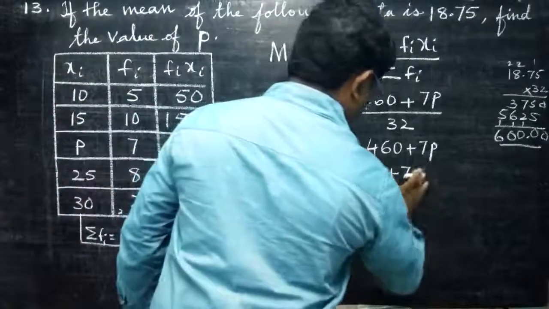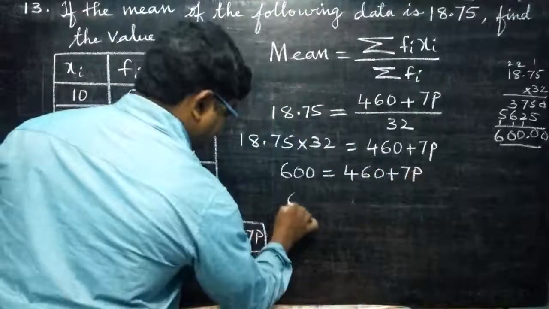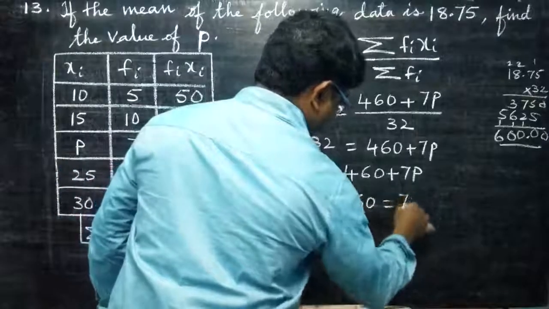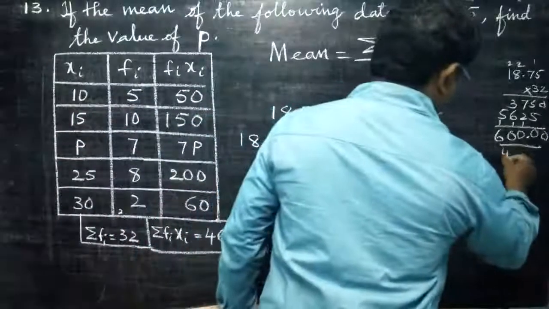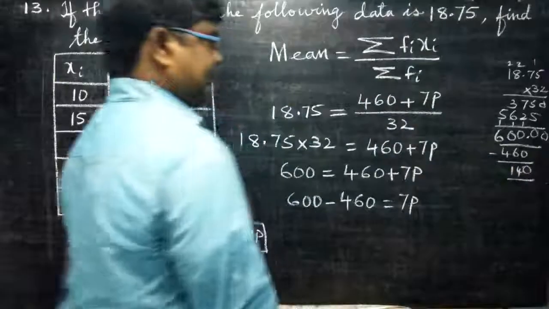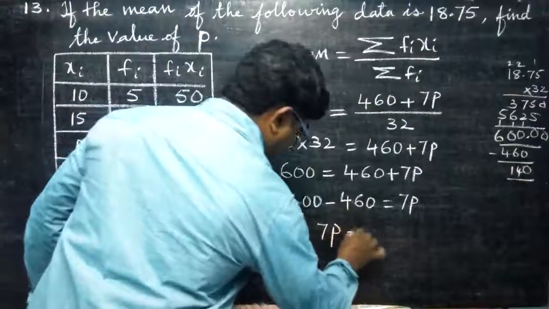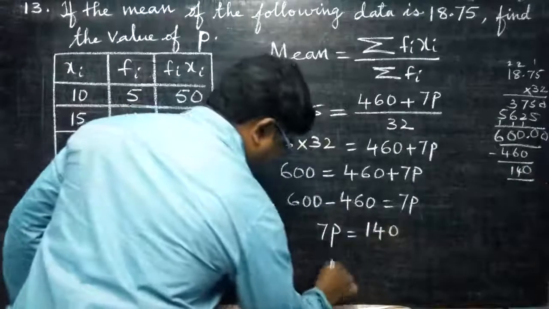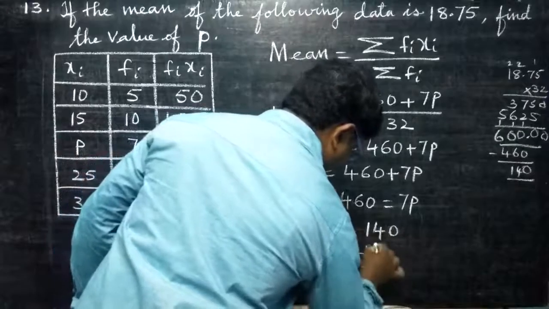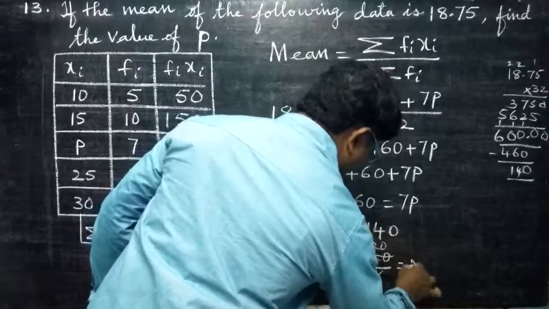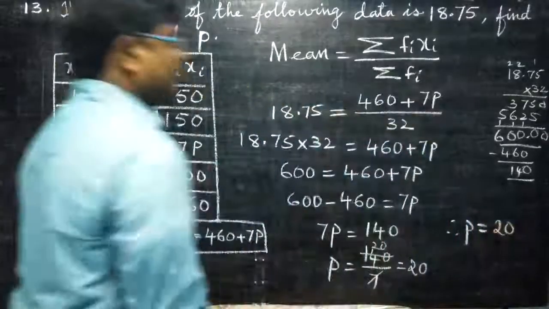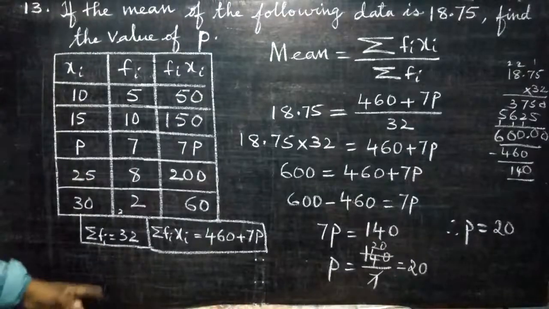7p. 600 minus 460, coming from right to left, subtract 460. 140 will come. So 7p is equal to 140. P is equal to 140 by 7. 7 goes, 7 2s are 14, 0. How much you got? 20. Therefore, P is equal to 20. They told to find the value of P. We got the value of P.